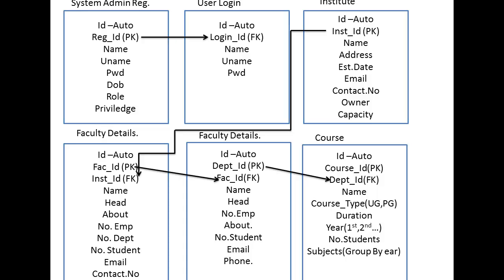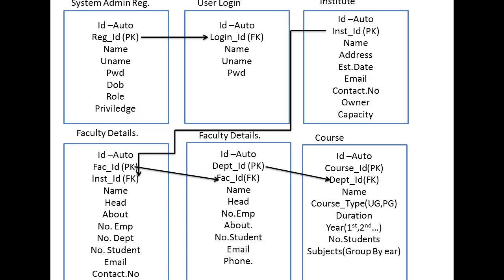So you have an institute, the details of the institute are there. You have an ID, which is the primary key, the name, address, establishment date, email, contact number, owner, and capacity. And you have the faculty details, which is faculty ID, which is the primary key, institute ID, which is a foreign key to the primary key, the name of the faculty, the head of the faculty, information about the faculty, number of employees, number of departments, number of students, email, contact number, and so forth you can have in your faculty details. Well, I'm so sorry about repeating the faculty details again. That should be department details, next to faculty details.